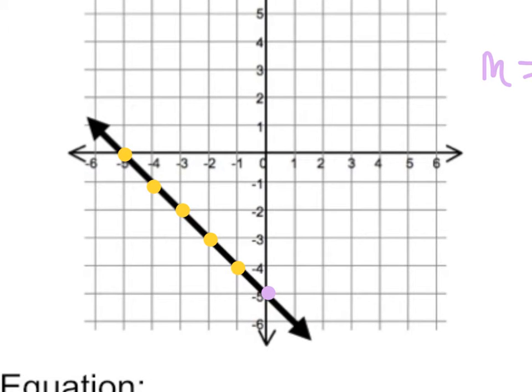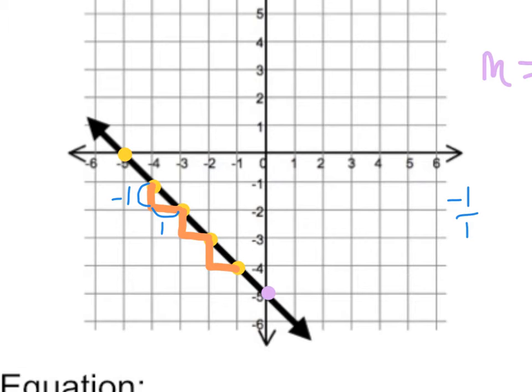So pick 2 consecutive points. It really doesn't matter which 2. We could do these 2, rise and run. Or if you want to do these 2 or these 2, you determine that. So rise over run. Okay, now we just have to count. So this goes down 1. So -1 and it runs 1. So our slope when we rise and run is -1 over 1.